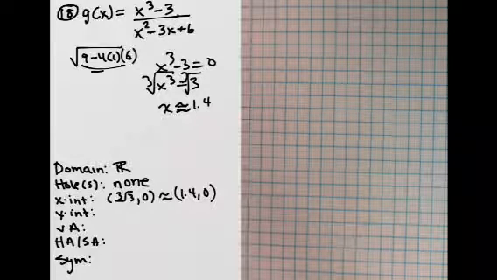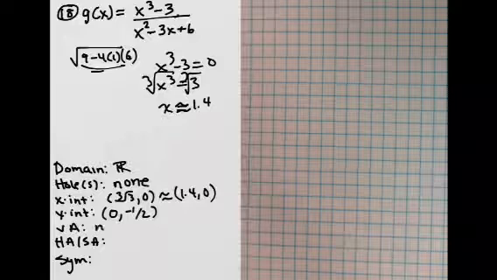For the y-intercept, you cover up all the x's and you get negative 3 over 6, so it's negative 1/2. This is a top-heavy rational function. First off, there are no vertical asymptotes because the domain is all reals. For the horizontal or slant, it's going to be a slant. So I'll do the work.